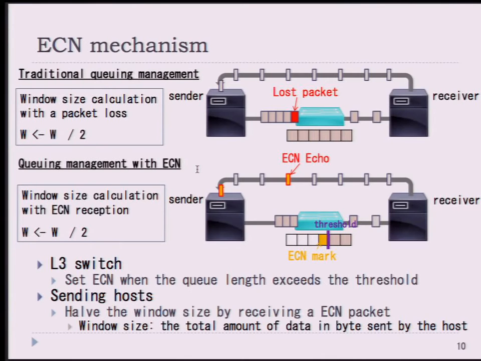So how does ECN work? Before explaining it, I'm going to quickly review how traditional TCP works. Look at the top figure. There are two servers, sender and receiver. Between them, there is one switch. If the sender transmits many packets, the queue of the switch becomes full, then packet loss occurs. The sending host knows about the packet loss by the receiver's ACK. Then the sending host controls the window size and halves the window size.